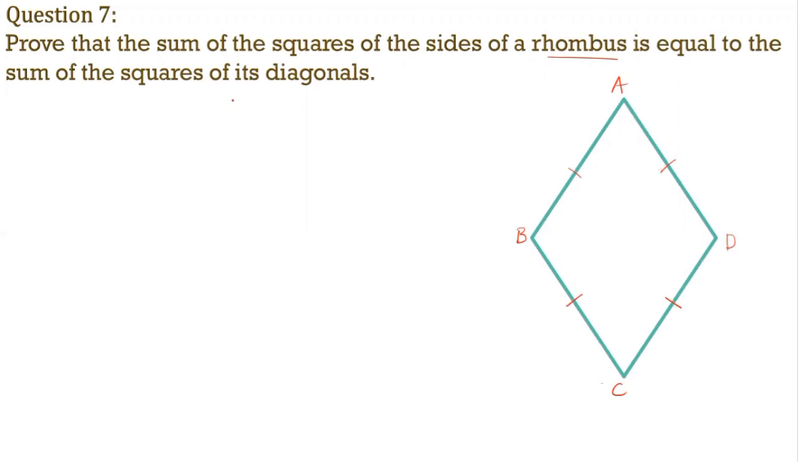And one more property of rhombus is diagonals bisect each other at 90 degree. Here AC and BD are diagonals. They bisect each other at O. AO is equal to CO, BO is equal to DO. These properties you have to remember to prove this statement. All sides are equal and diagonals bisect each other.